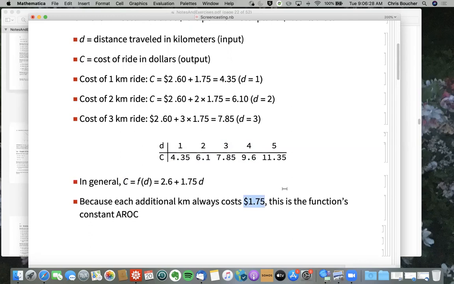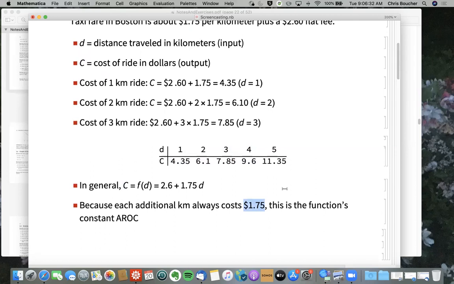And so this is the function's constant average rate of change, right? The average rate of change of this function over any input interval is always 1.75. This is what makes a linear function a linear function. It has a constant average rate of change.